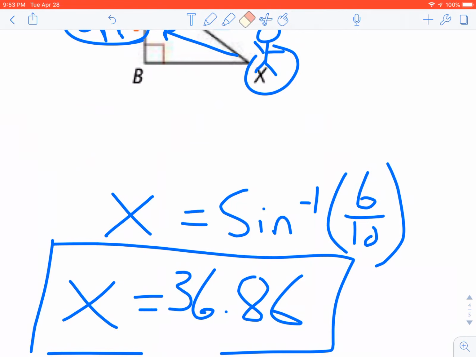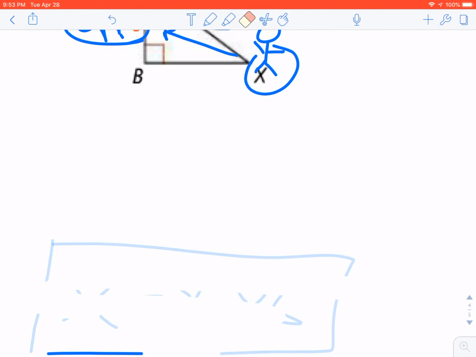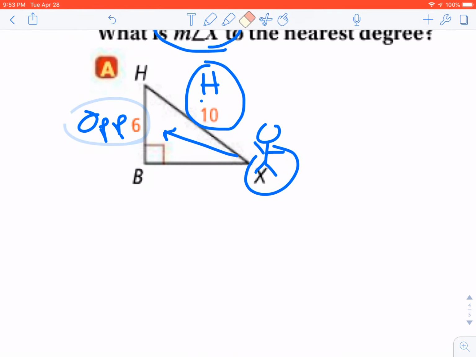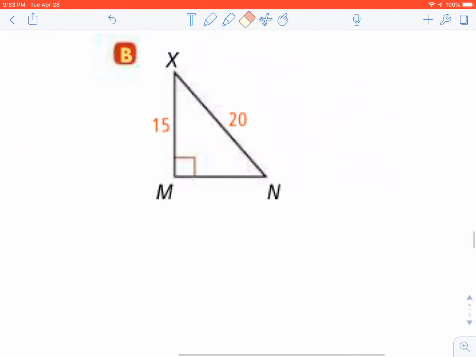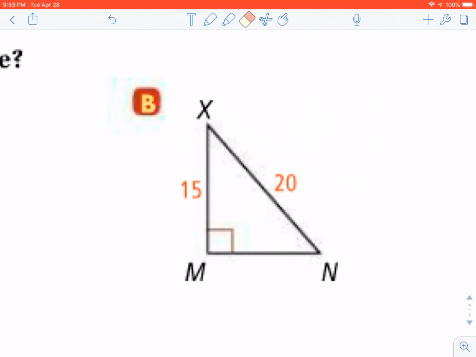The algebra is not challenging. It's just that I know what you guys struggle with is you don't really understand what's going on. And the thing to understand is that you're just simply undoing the trig function by using the trig inverse. Okay, so the same directions apply to example B.